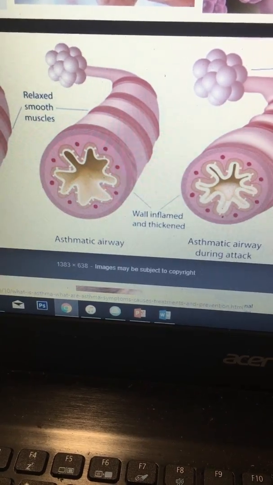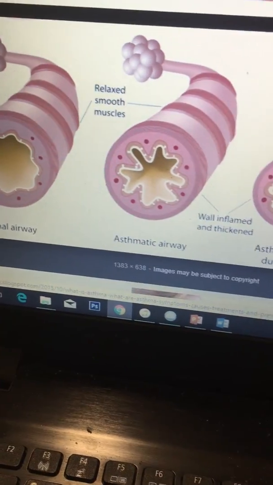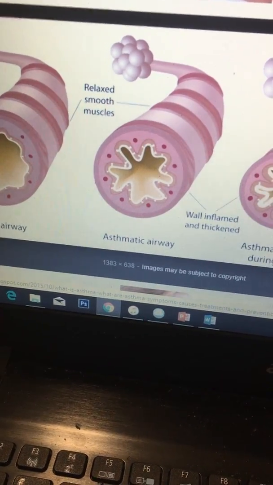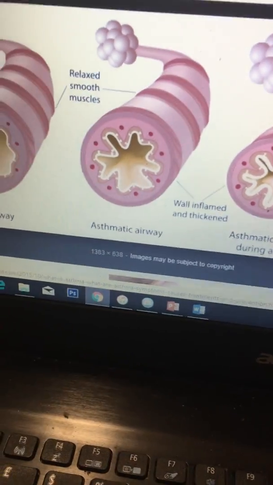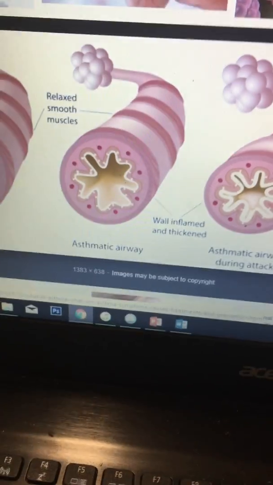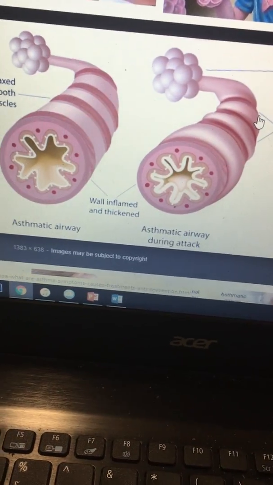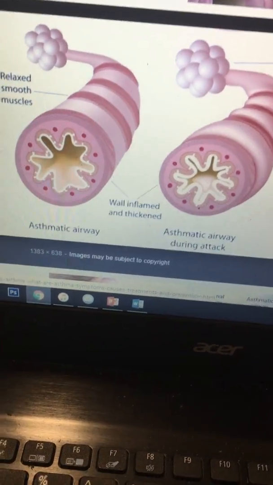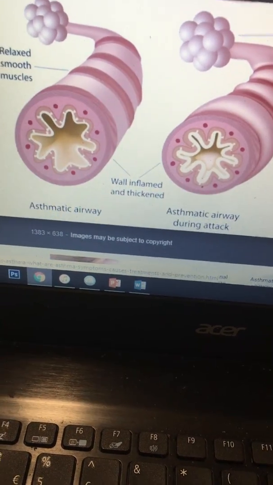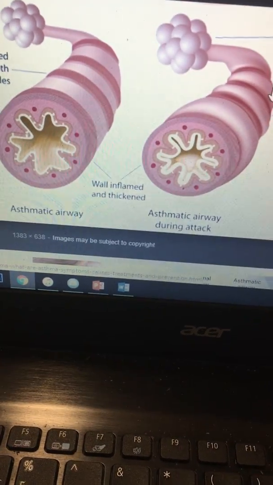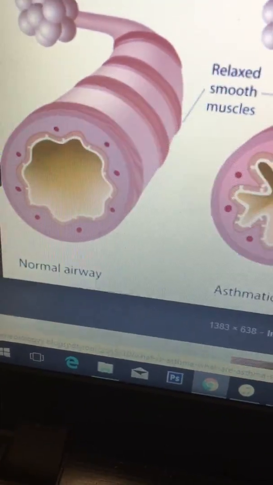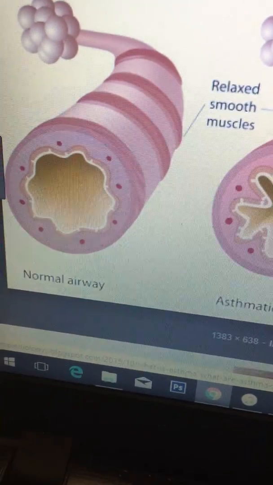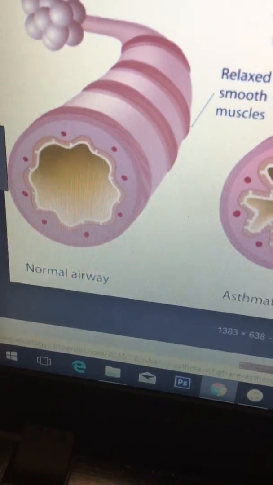So, asthma is basically defined as airway obstruction caused by inflammation, etc. And the key to it is that it's reversible airway obstruction. So we can give medications to reverse that constriction and that inflammation. Okay, so this is what a normal bronchiole looks like in a healthy person. I hope that's what your bronchioles look like.